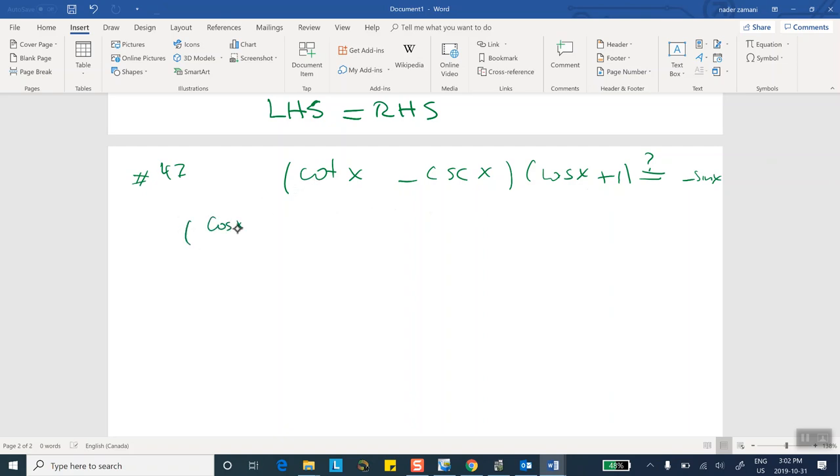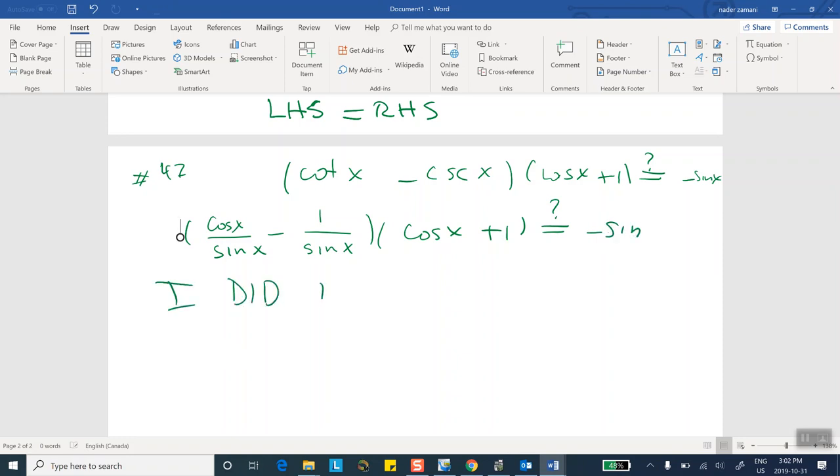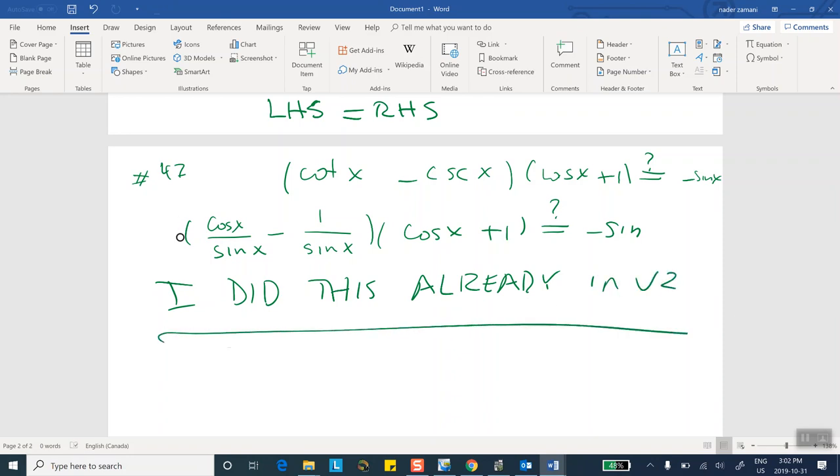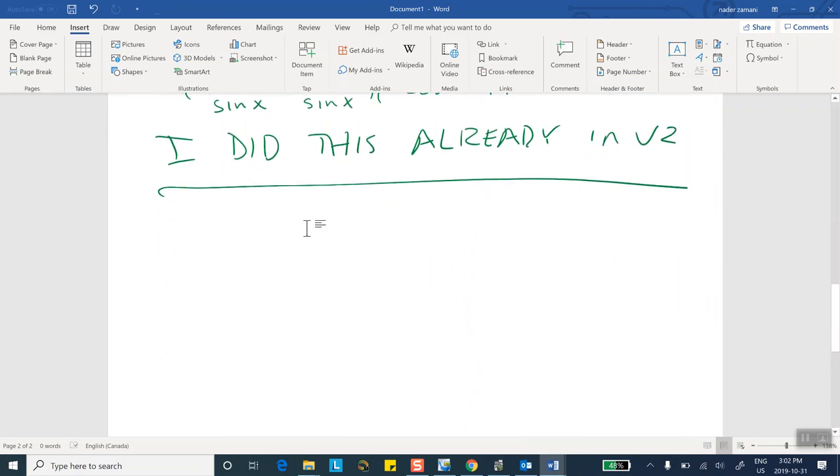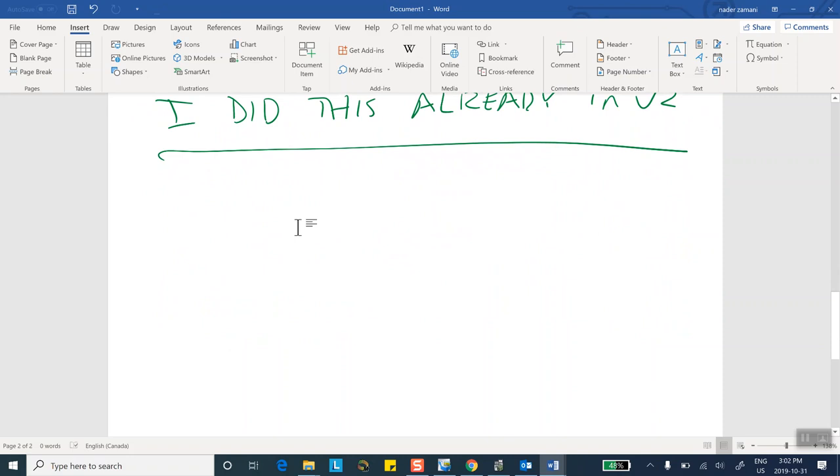Cotangent is cosine of x over sine of x minus 1 over sine of x. Yeah, I'm sure I did this, so I'm not going to finish it. Please go ahead and look at the other video segment, the previous one, the second one. At the end, we have done this thing. I did this already, in video 2. Please watch it there. Okay, so 48.